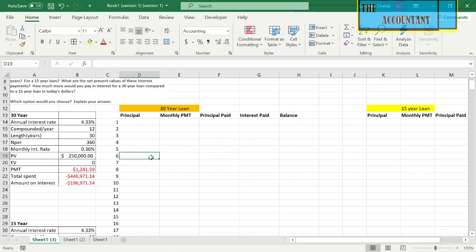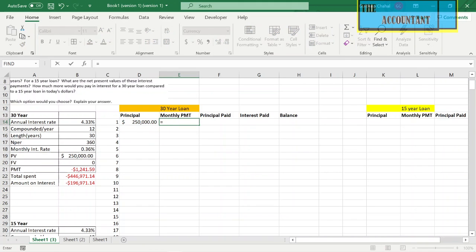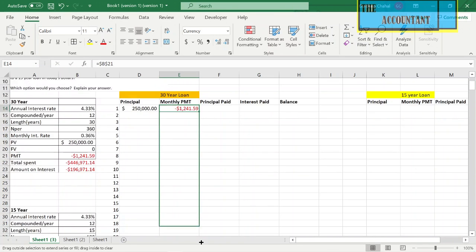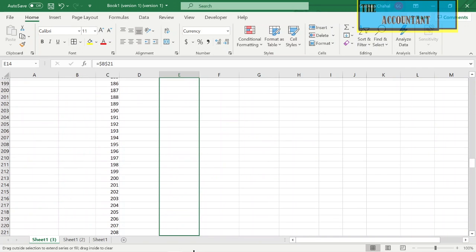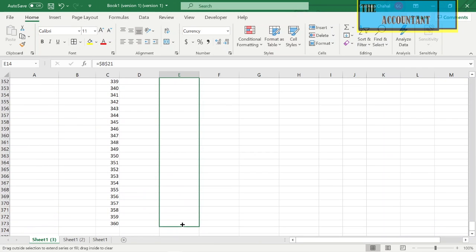Okay, so here for the principal, if you want to link it back to this cell, this way, if you change your table, this will change along with it. So the monthly payment is what's in this cell. And you want to make that an absolute value because this cell is not going to change. The monthly payments are going to remain the same, so you might as well bring it all the way down right now.